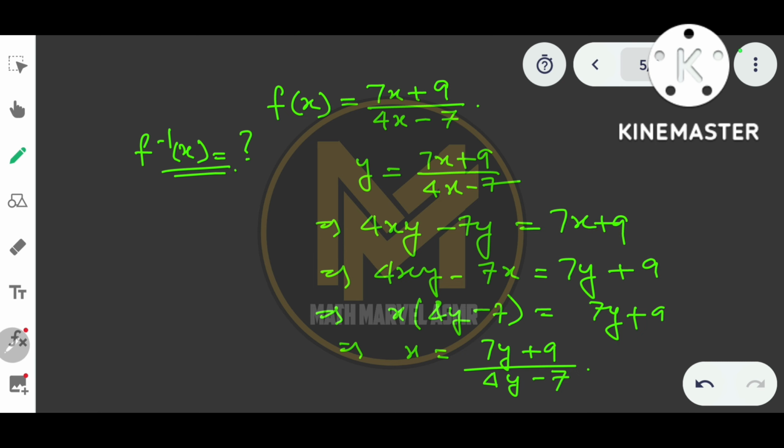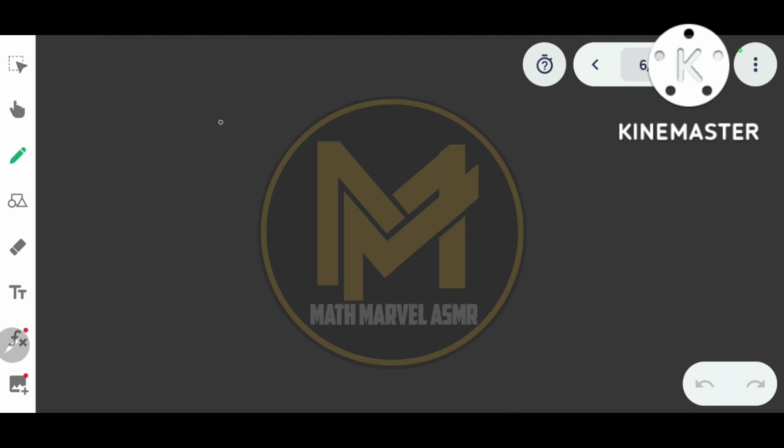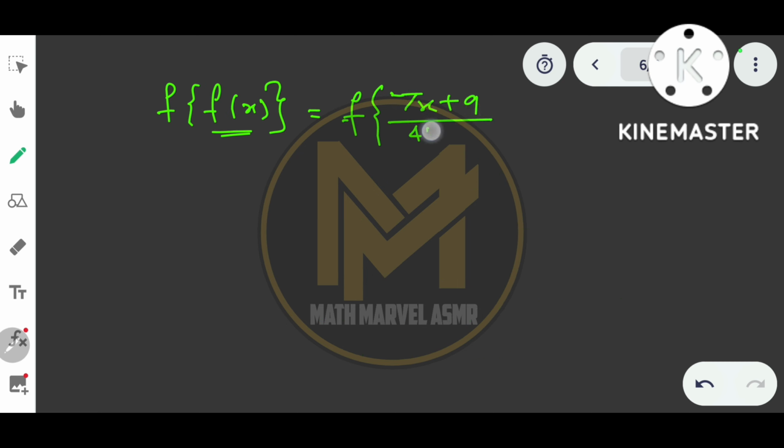Now let's find the value of f of f of x. That is, f of x is given here: 7x plus 9 divided by 4x minus 7.